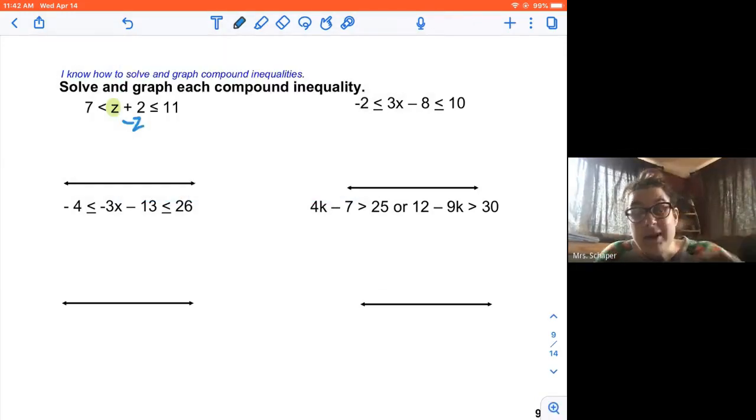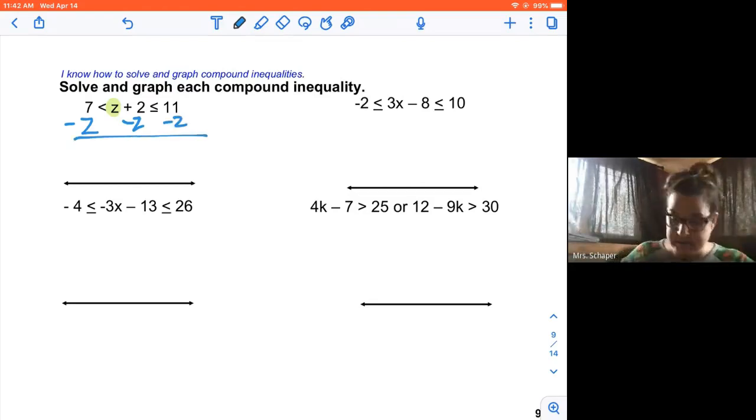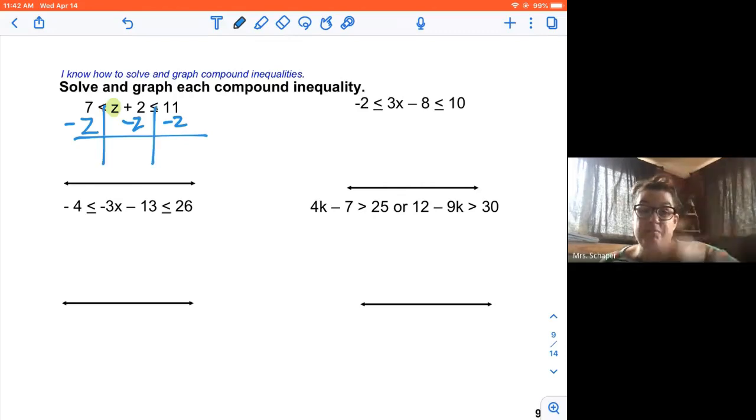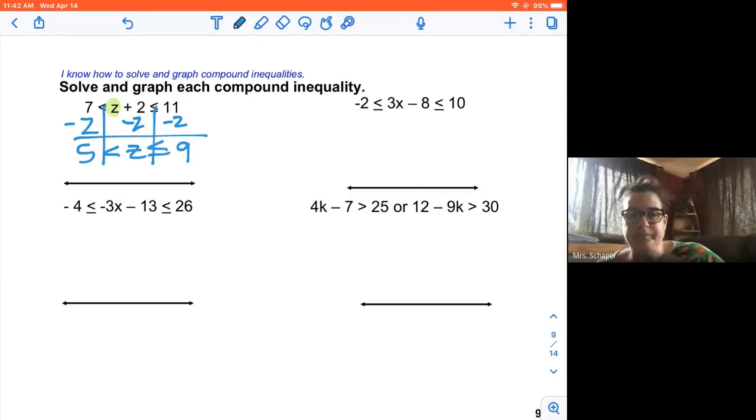Now, there are 3 parts to this inequality. There's the front, the middle, and the end. So I need to subtract 2 from the front, the middle, and the end. All 3 parts. Some students find it helpful to draw the lines down for both inequality symbols to kind of break it apart. You do what works for you, okay? So 5 is less than z, which is less than or equal to 9. Now I have the z by itself.